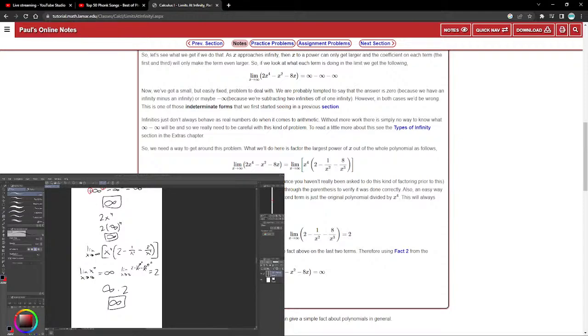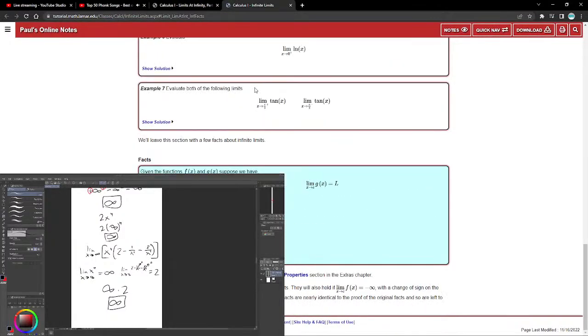The first limit is clearly infinity, and for the second limit, we'll use the fact above on the last two terms. Therefore, using fact 2 from the previous section, we see the value of the limit will be infinity. Let me see what fact 2 is. It's probably just like something times infinity is infinity.